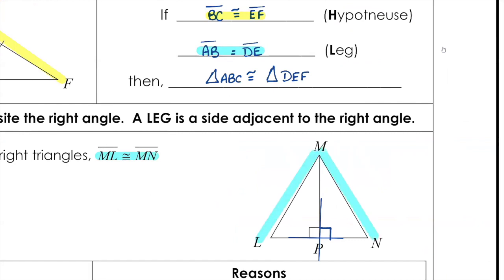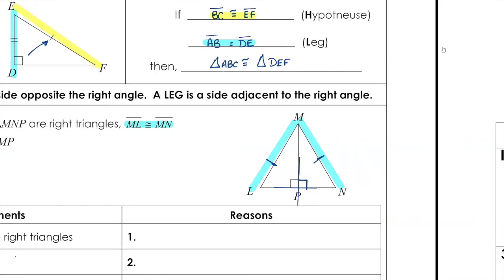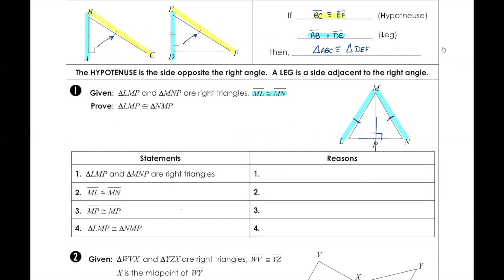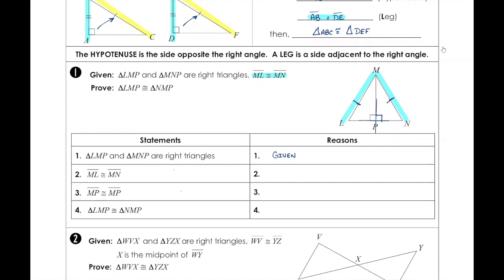So we know that was part of our given. All right, let's work on our proof. LMP and MNP are right triangles. How do we know that? Given. ML is congruent to MN. The law of the angle bisector? Given.